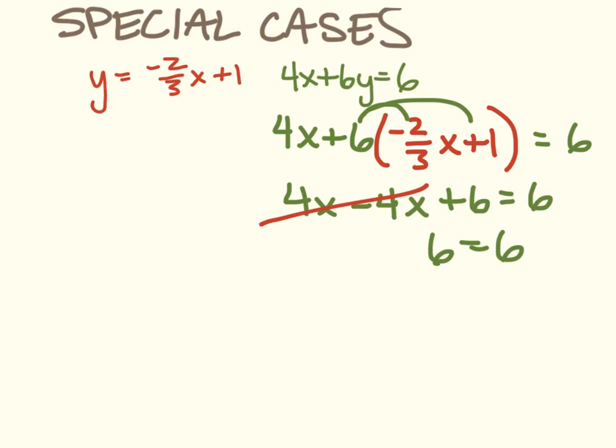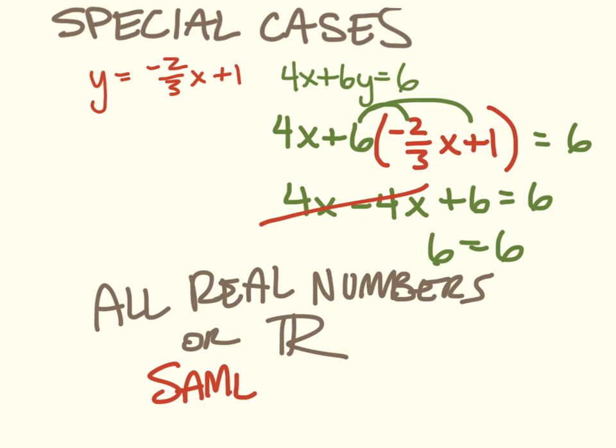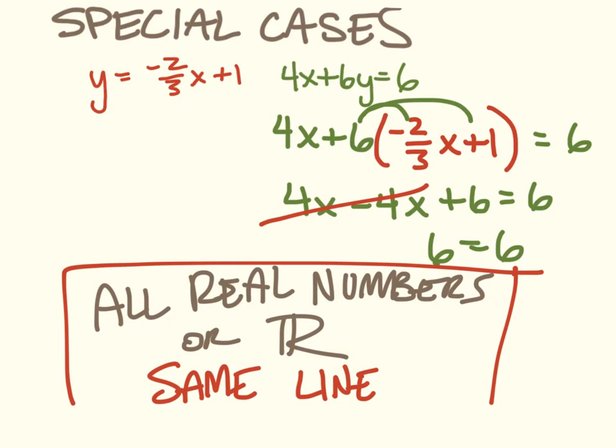So in this case, there's nothing even to plug back in over here. The x's will always cancel out. Our solution here is all real numbers, or just this symbol right here. And with systems of equations, all real numbers just means these are the same line. And that's how we solve systems by substitution.